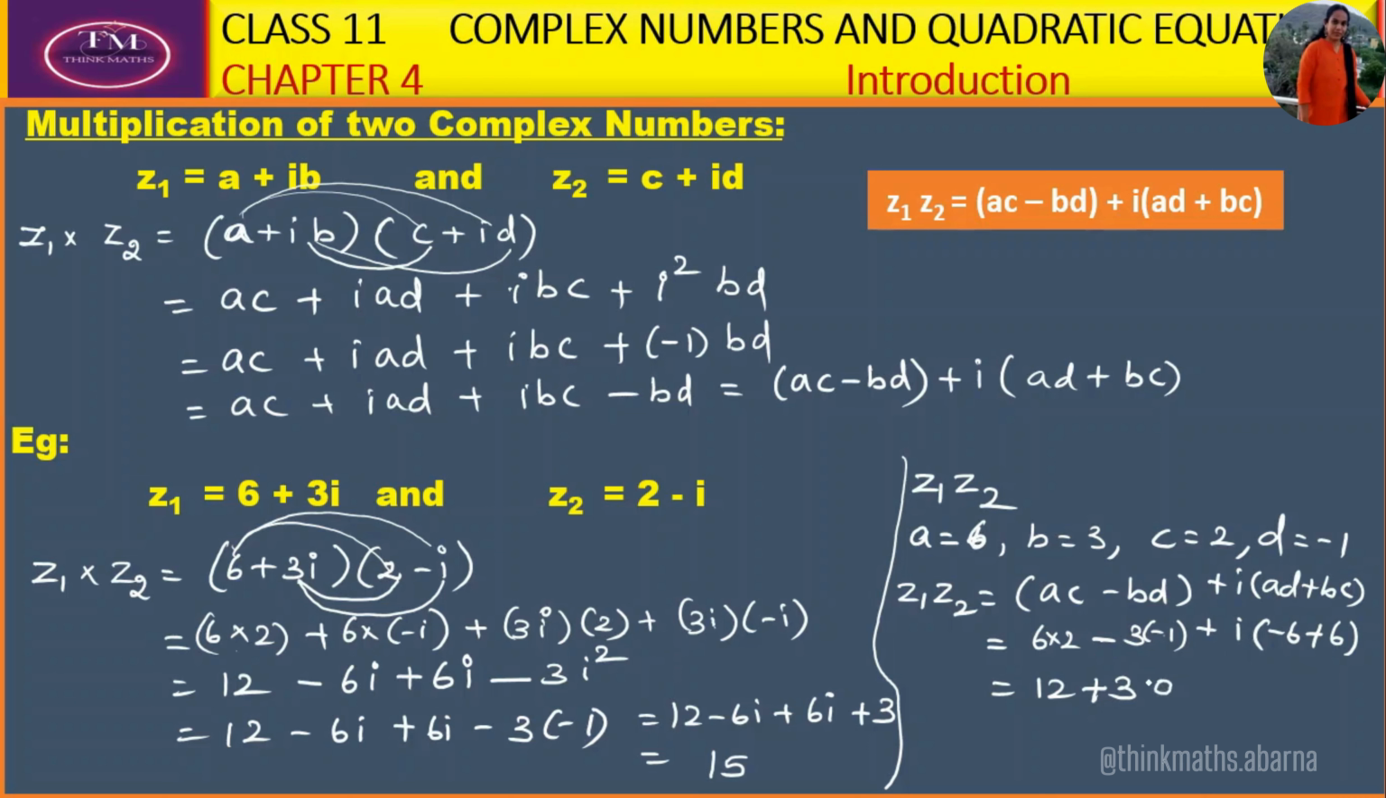So you have plus 0i. There is no imaginary part. So it is real. Okay, 12 plus 3 is 15. We don't have imaginary part in this.